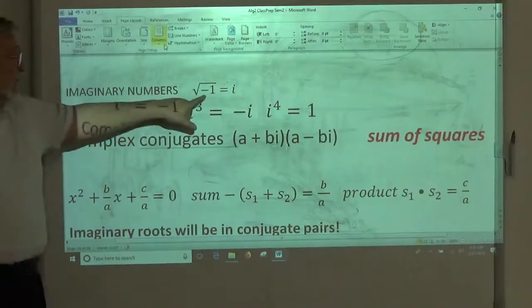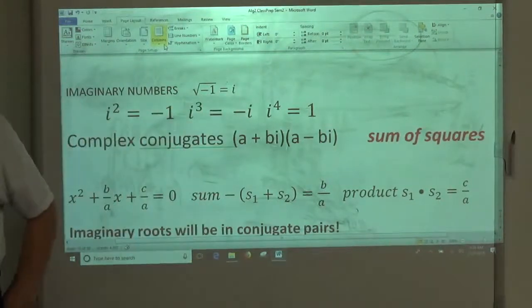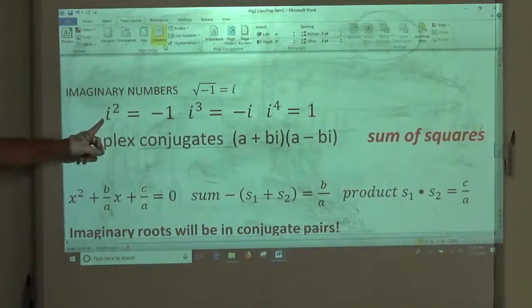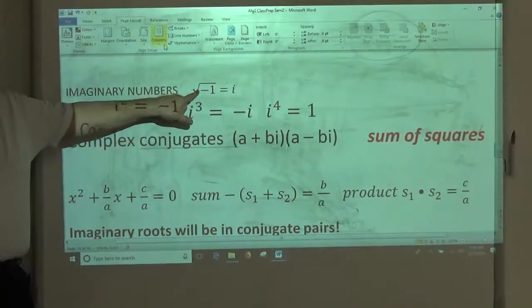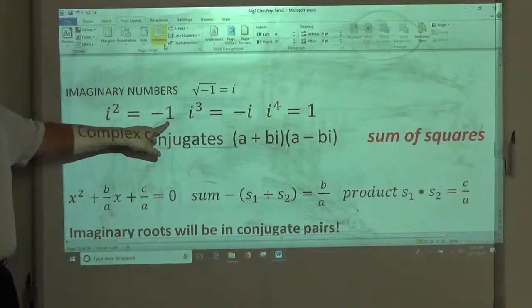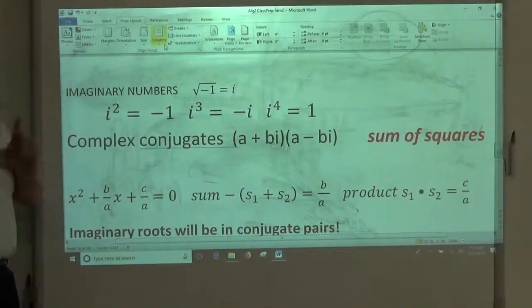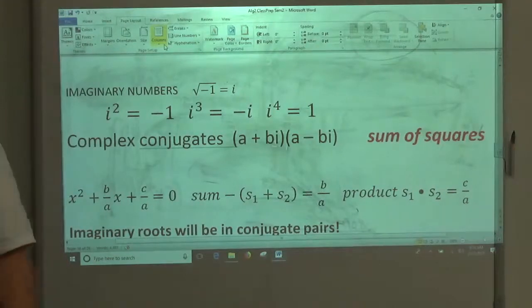By definition, the square root of -1 is equal to i, an imaginary number. Okay? So square root of negative 1. So what happens when you square i? You'll get -1, the square of the square root, which is going to be -1. Okay, so by definition, i squared is -1. You've got to remember that.